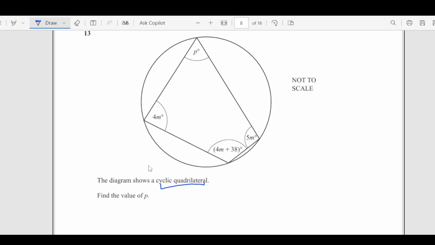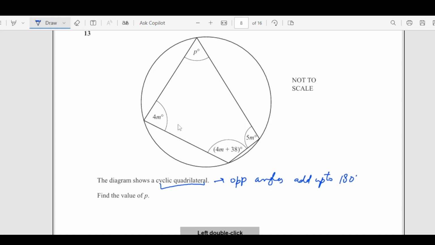A cyclic quadrilateral is a quadrilateral which is inside the circle, and the property is that in a cyclic quadrilateral, opposite angles add up to 180 degrees, right? That's the property that we are going to use. The question is find the value of P.